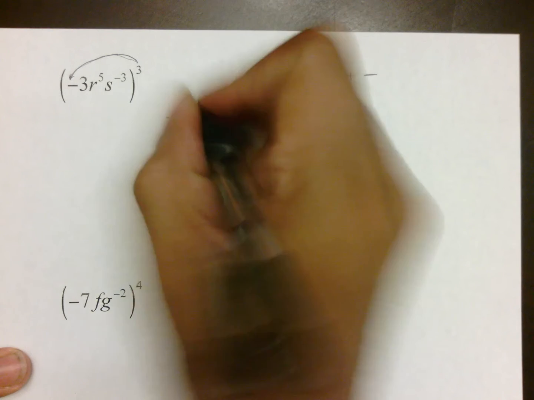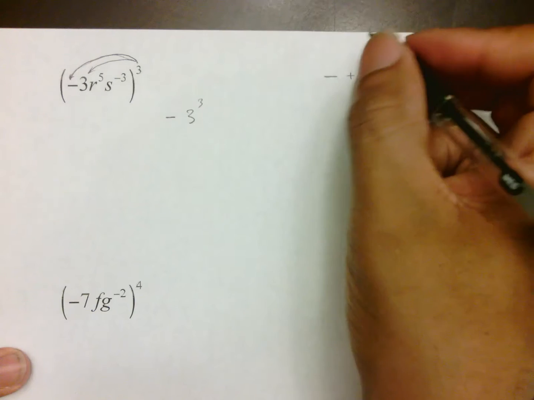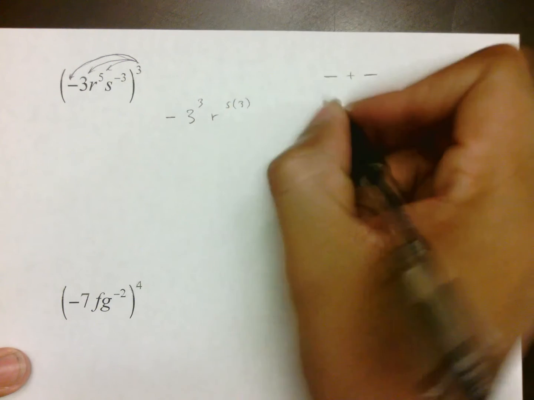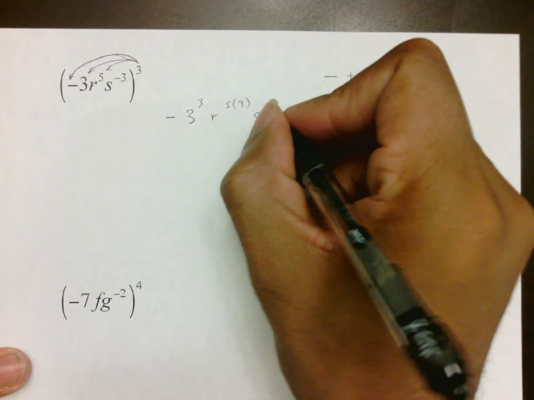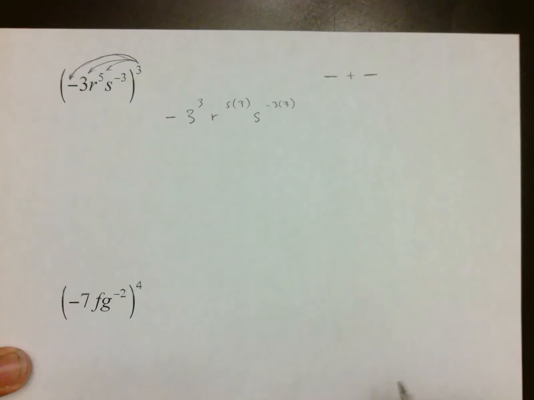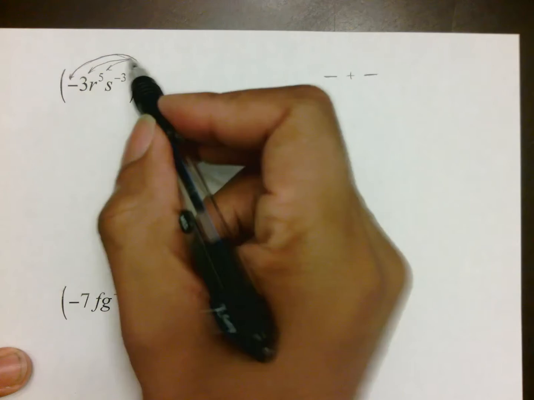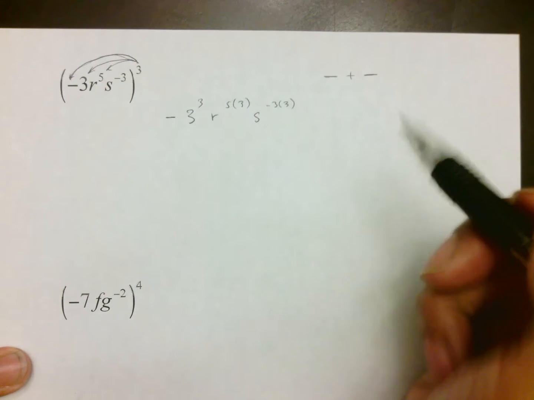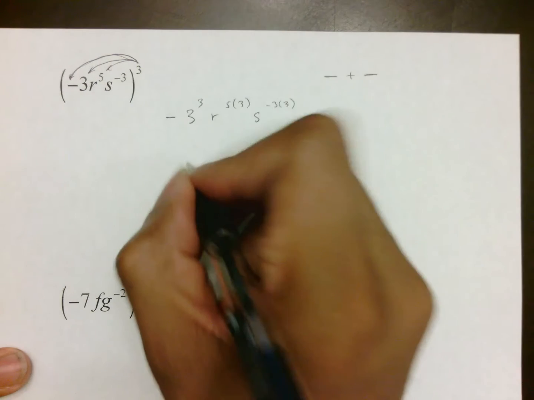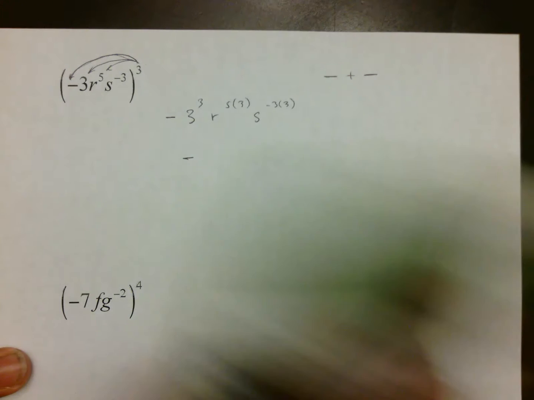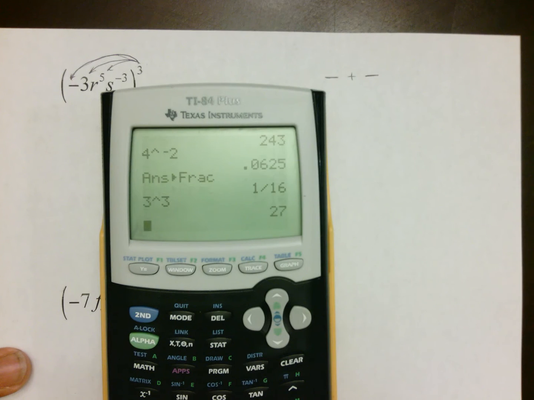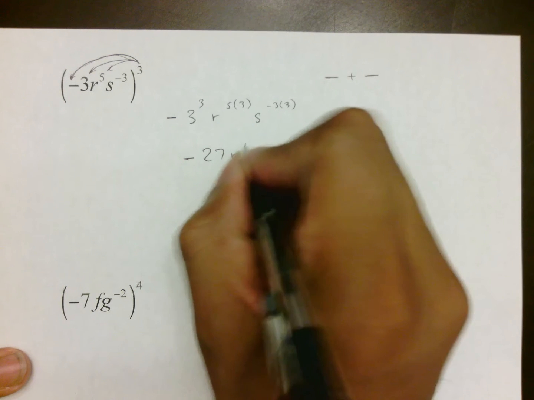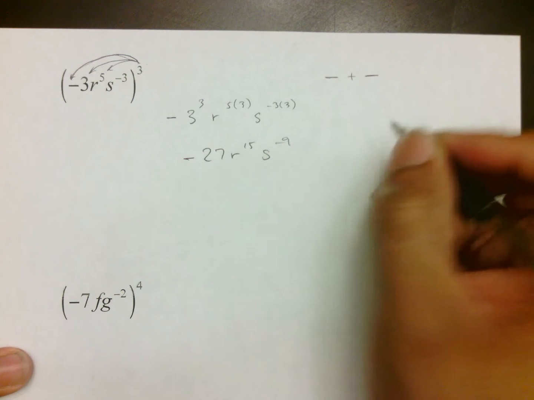3 is going to, of course, go to the third because that power drops onto the 3. R is going to go to the 5 times 3. S is going to go to the negative 3 times 3. So again, notice the organization is, I deal with the negative, I deal with the 3, I deal with 5 times 3, I deal with negative 3 times 3, and then I simplify. Negative 3 to the third is 27. R to the 15th, S to the negative 9th.